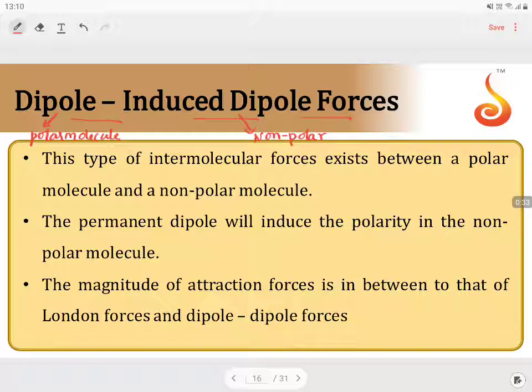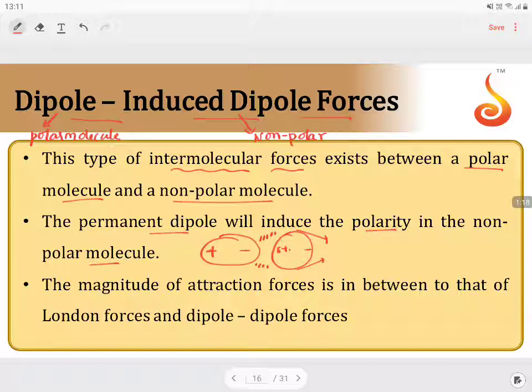If you take a polar molecule and a non-polar molecule, the intermolecular force that exists between them is called dipole-induced dipole force. The permanent dipole will induce polarity in the non-polar molecule. You already have a molecule with a positive and negative end, and it is coming closer to a symmetrical molecule. Now this will start to induce polarity, so that it slowly starts to develop a positive end, the electrons start to move to this side, and slowly it develops a negative charge.